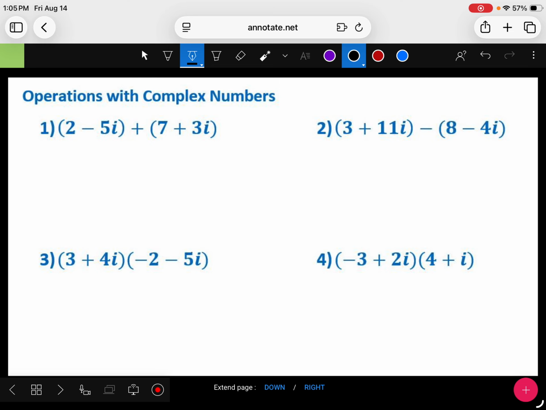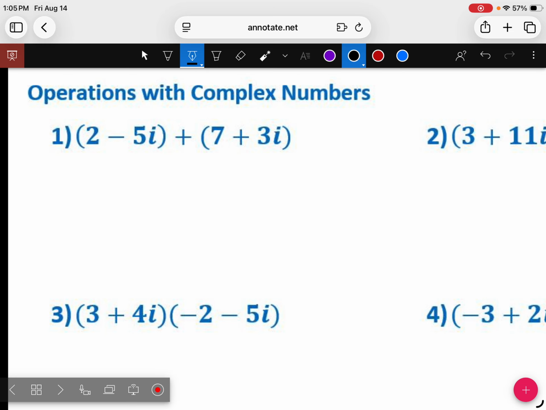All right, so when you do operations with complex numbers, we are just adding like terms. That's it. So this one is addition. And how do I know it's addition? Because there's a plus sign in between the two parentheses. So we're just adding our like terms. I'm going to add my real numbers together and my imaginary numbers.